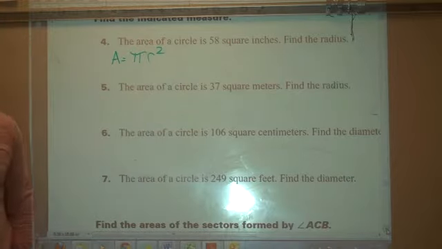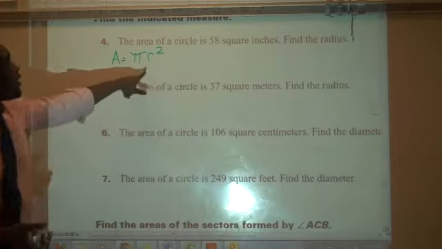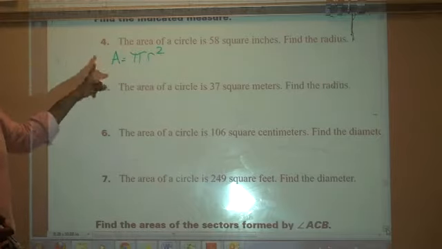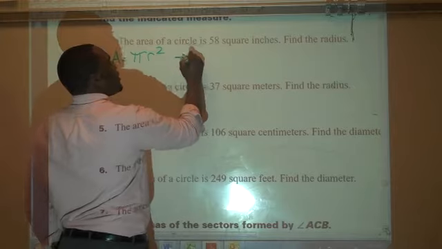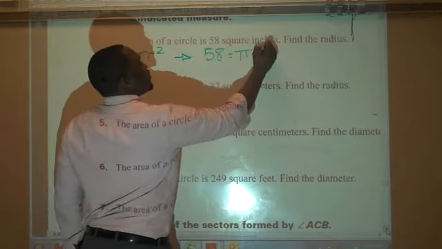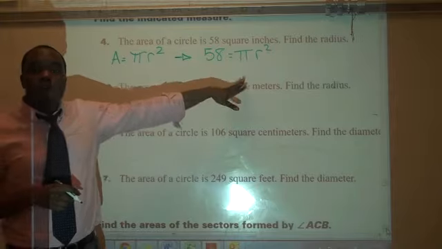Now, here's the thing. We don't know the radius. That's what we're trying to find. So we can't plug in 58 for r. What do they tell us is 58 square inches? You know, that's the area. So instead of saying A equals pi r squared, I can say 58 equals pi r squared. And so, at this point, I just want to solve for r.